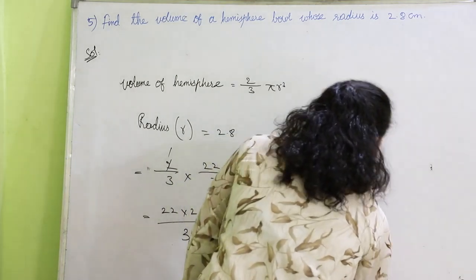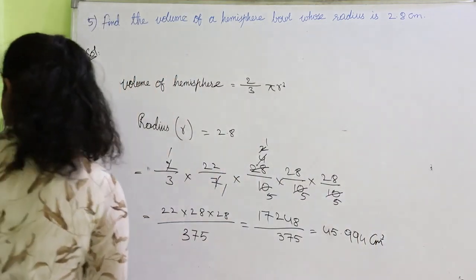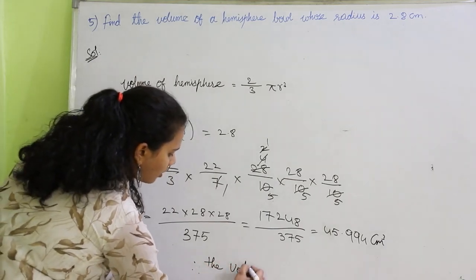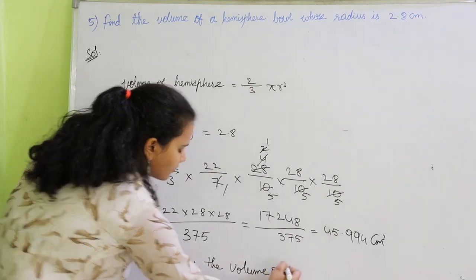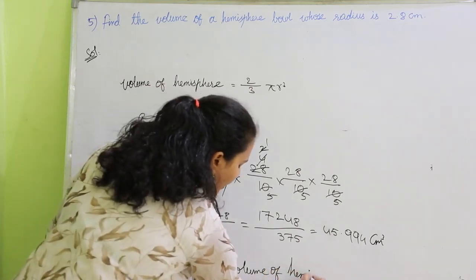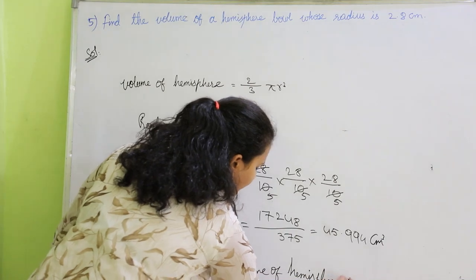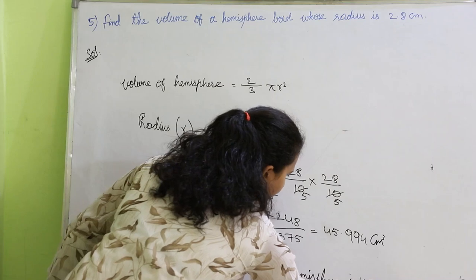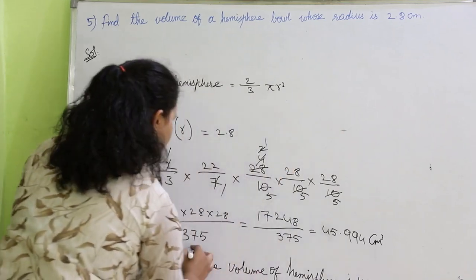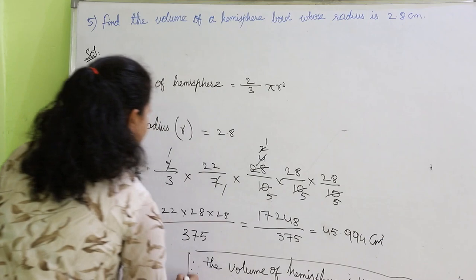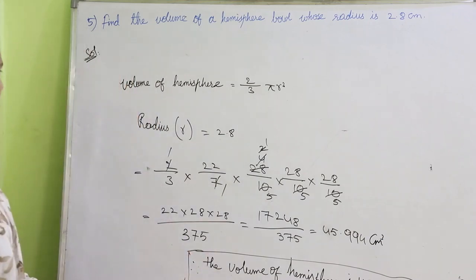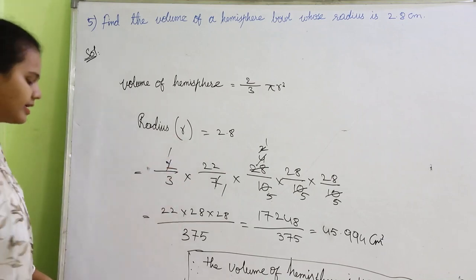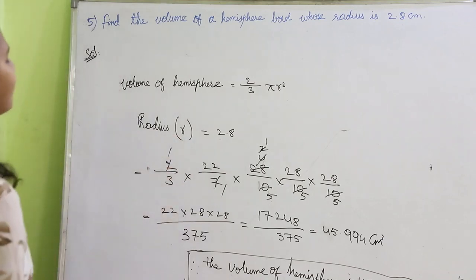Centimeter cube. Clear? So therefore, the volume of the hemisphere is 45.994 centimeter cube. So this problem is nothing, just remembering this formula is very important. By remembering the formula, anyone will get this problem easily. So this is how we have solved the fifth question.